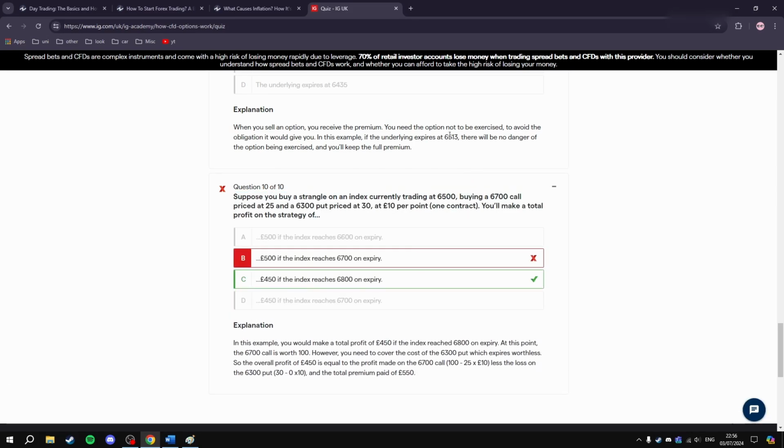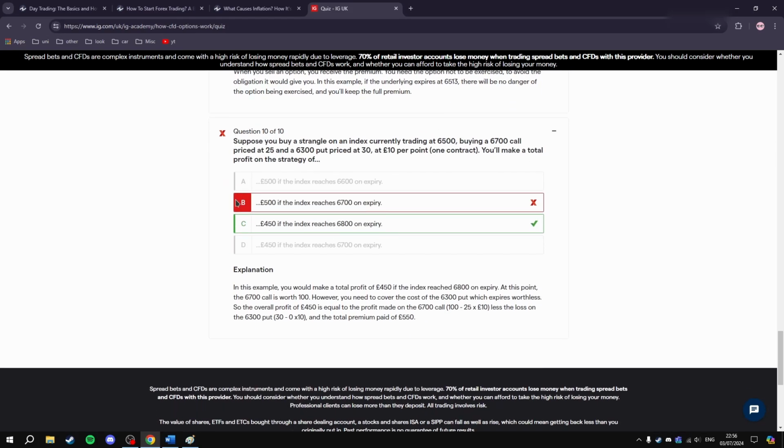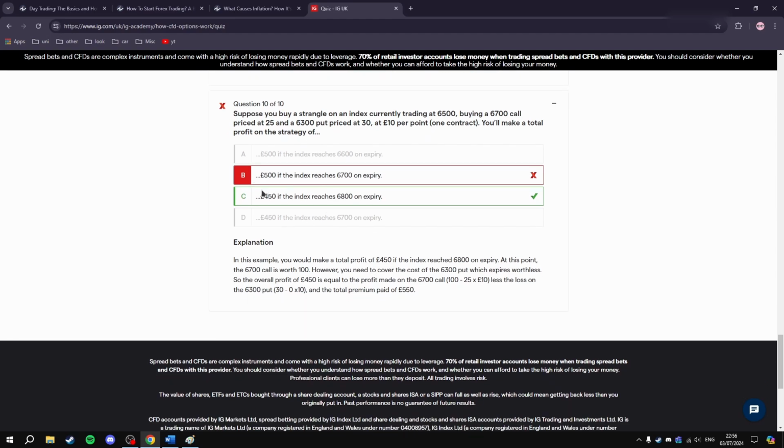Right, okay, so this one. Suppose you buy a strangle on an index currently trading at 6,500, buying a 6,700 call priced at 25 and a 6,300 put priced at 30. At £10 per point, one contract, you make a total profit on the strategy of 450 if the index reaches 6,800 on expiry. In this example, you would make a total profit of £450 if the index reaches 6,800 on expiry.